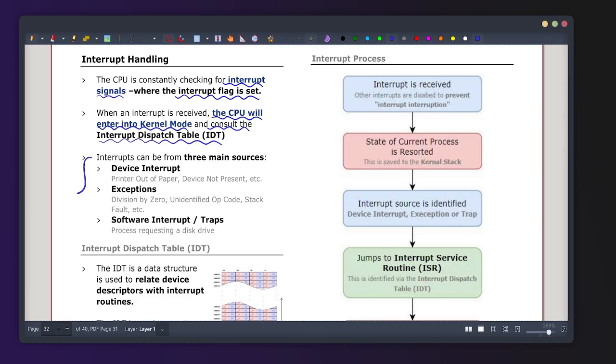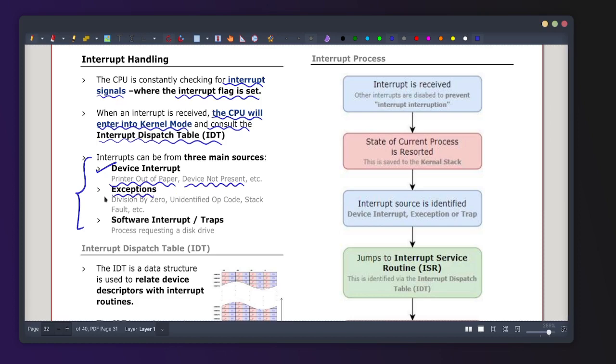Now, moving on from what we learned in AS, interrupts have three main sources as far as A2 is concerned. An interrupt can happen from a device. Maybe your printer is out of paper, or you're trying to use a keyboard that is not plugged in. Those can also result in device-based interrupts.